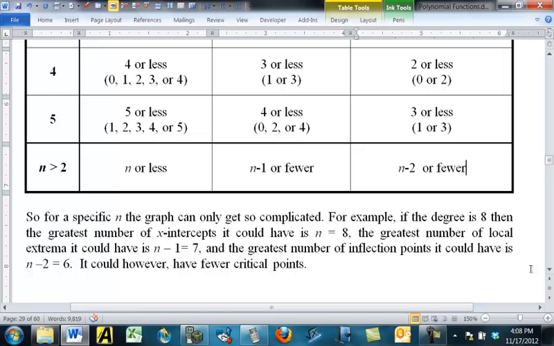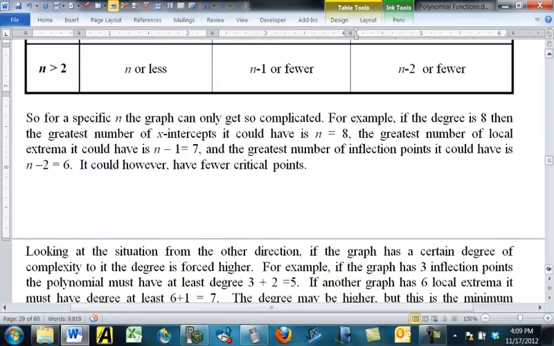So for example, if we say the degree is 8, we know it could go up and down a while. Eventually it's got to settle down on the ends, and we know that the most things it could have is n equals 8 x-intercepts, at most n minus 1 or 7 extrema, and at most n minus 2, which is 6, inflection points. I'm going to call all these things critical points for now. It could have fewer critical points than that, but that's the most. So you can only get so complicated.